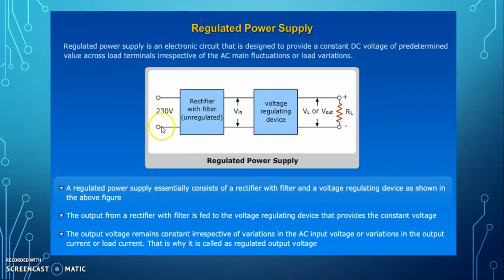As shown in the figure, the AC voltage of 230 volt is given to the rectifier with the filter unit. The filter produces some output voltage. This output voltage presently has some ripples, that is, some AC component. In order to get pure DC voltage to the load, we can use the voltage regulator device. The voltage regulator device produces the constant DC output voltage irrespective of the AC mains fluctuation or load variation.